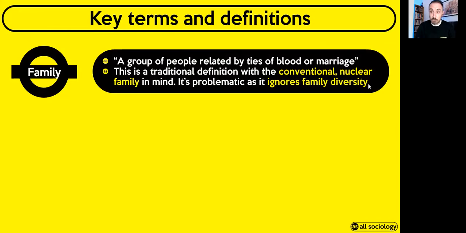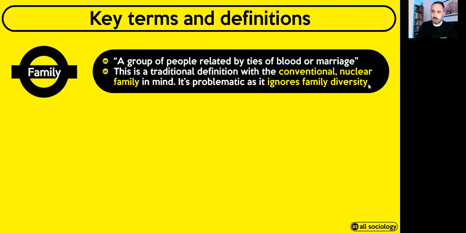And that is very much the traditional definition of a family, seeing it as what we call a conventional or normal nuclear family in mind. But the problem with that is that it ignores family diversity. So for instance, if you are in a family whereby you have a step parent, or one of your parents lives with another adult but they aren't married to them, you're not related to that person by ties of blood or marriage.